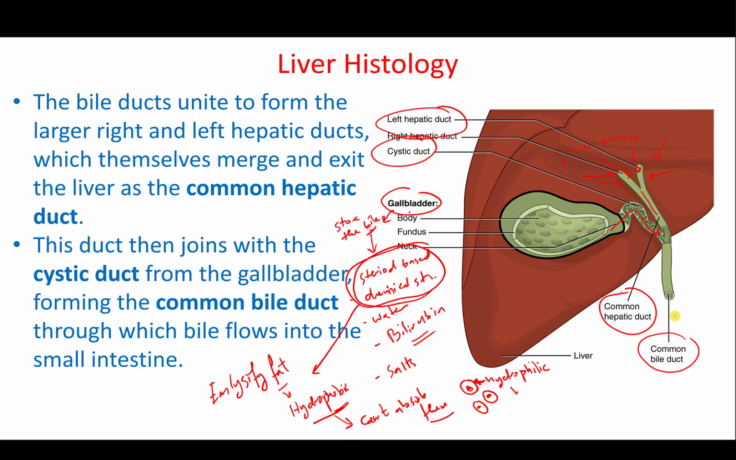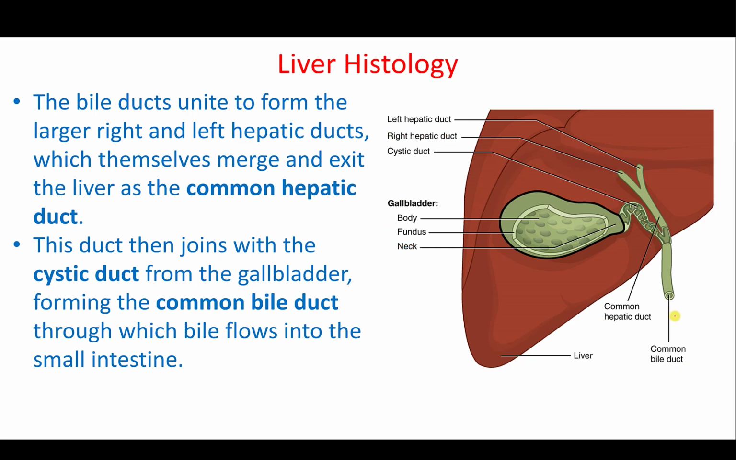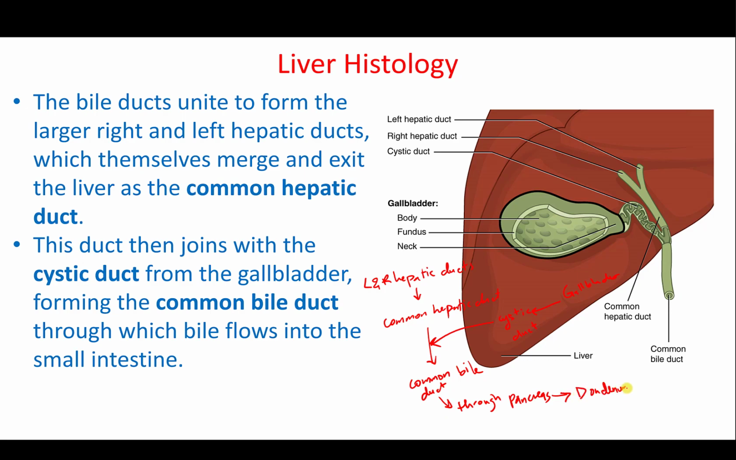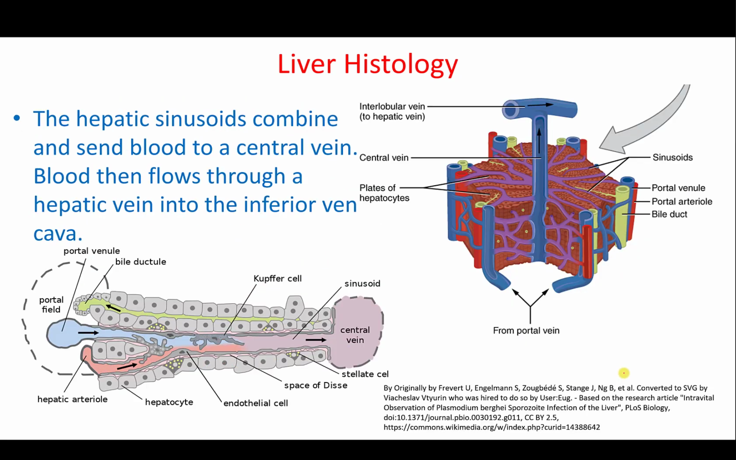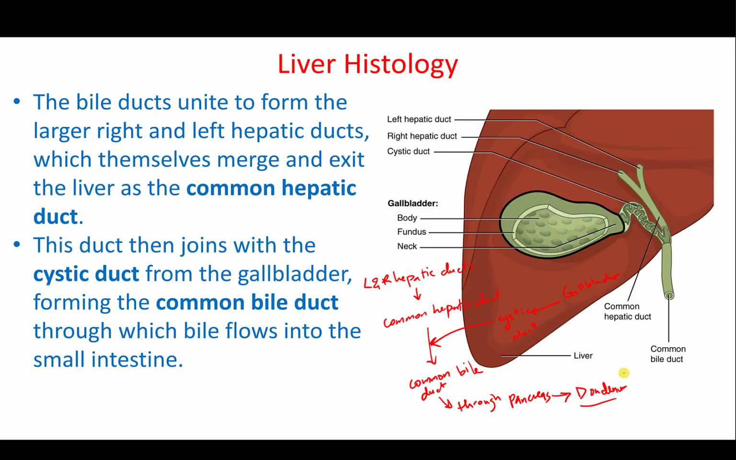So for the arrangement of the bile, we have left and right hepatic ducts that will give us the common hepatic duct. This common hepatic duct will merge with the cystic duct, which is coming from the gallbladder, and this will give us the common bile duct. This common bile duct will eventually go through the pancreas into the duodenum, the first part of the small intestine, okay? And that is where the bile will get secreted into the small intestine.